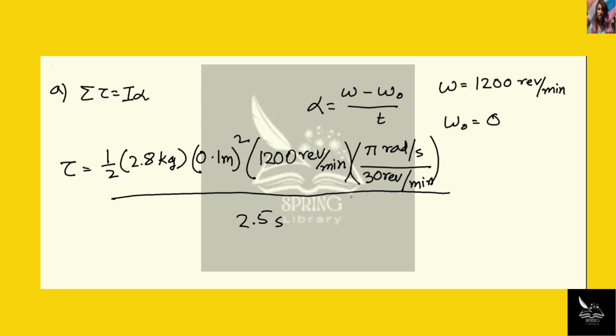2.5 seconds. Now the way we got that is we know that 1 rev is 2 pi radians, and so that means pi radians per second is 30 rev per minute. So we just substituted this over here. Right, so from here we get the torque as 0.704 Newton meter.